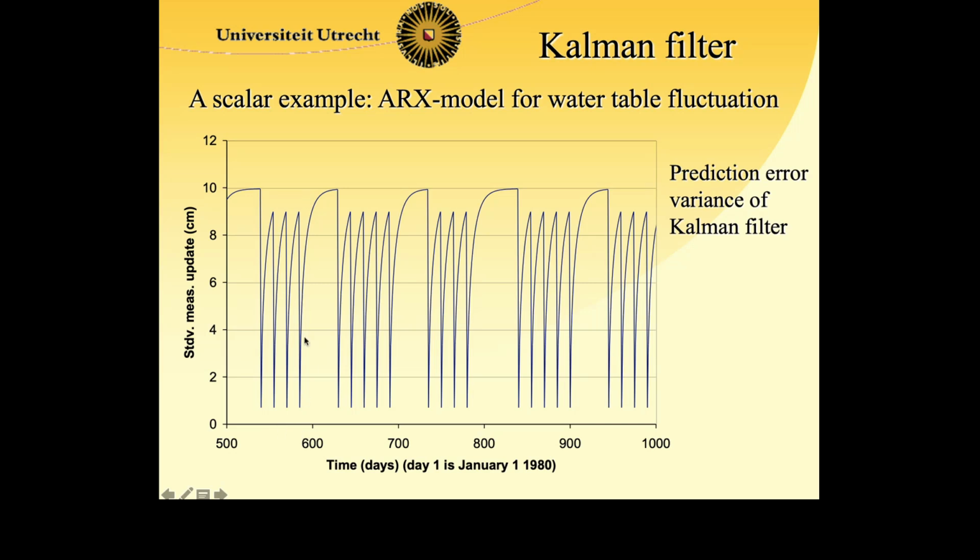And that repeats itself. In this case, we see that there are certain periods that we don't have any observation. For instance, here we miss one observation and here we miss 2 observations, and you can see that the variance becomes higher even. Yeah? So this typical sawtooth variation of the standard deviation of the measurement update is typically what you get if you apply a Kalman filter.